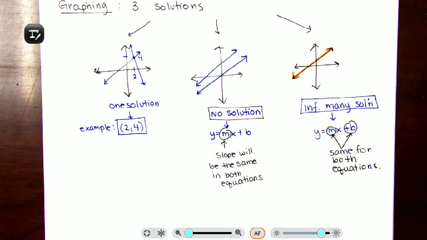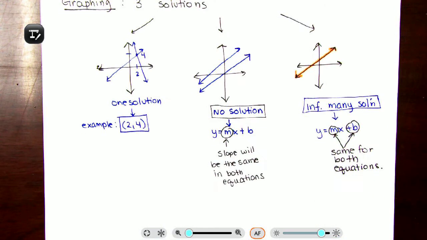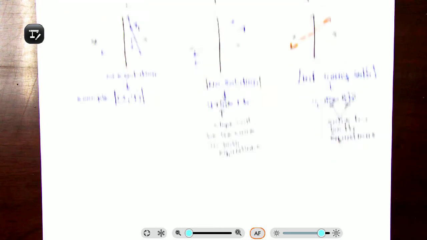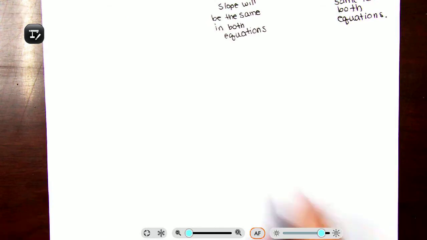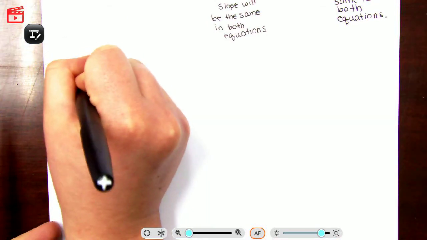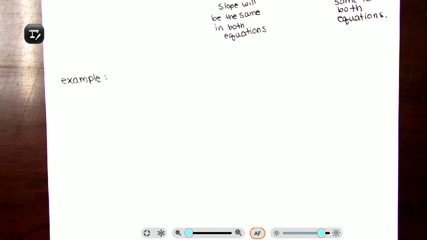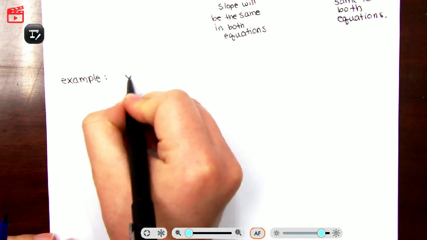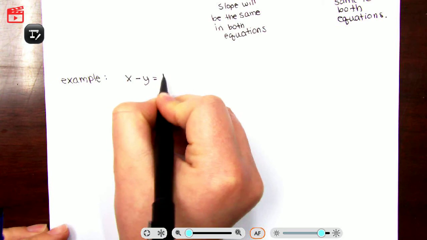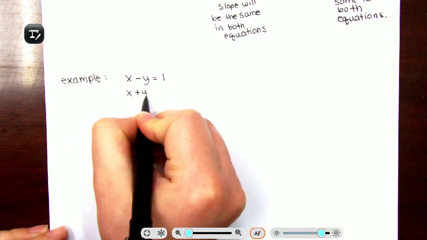Okay, that's for graphing. We've got three different answers that it could be. So let's do an example. Let's do x minus y is equal to 1, and x plus y is equal to 3.